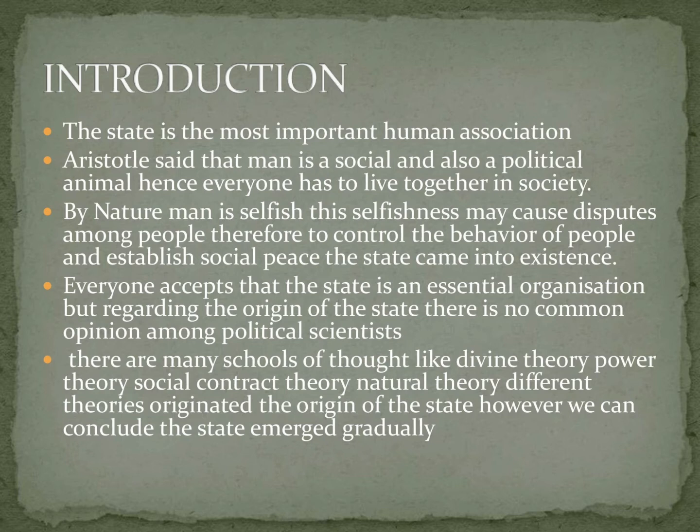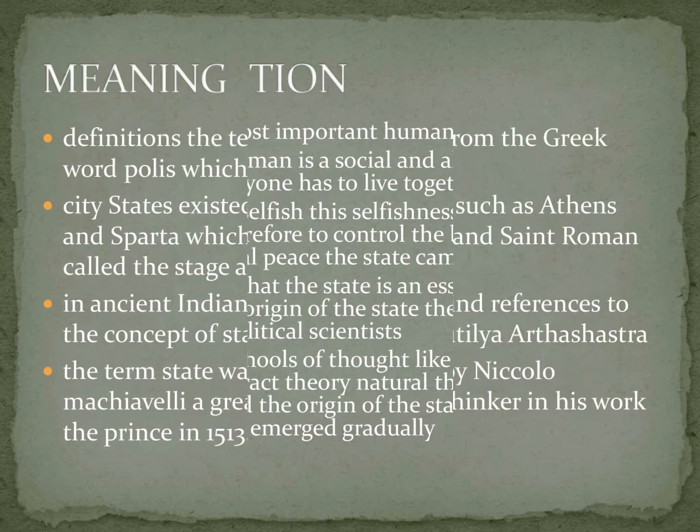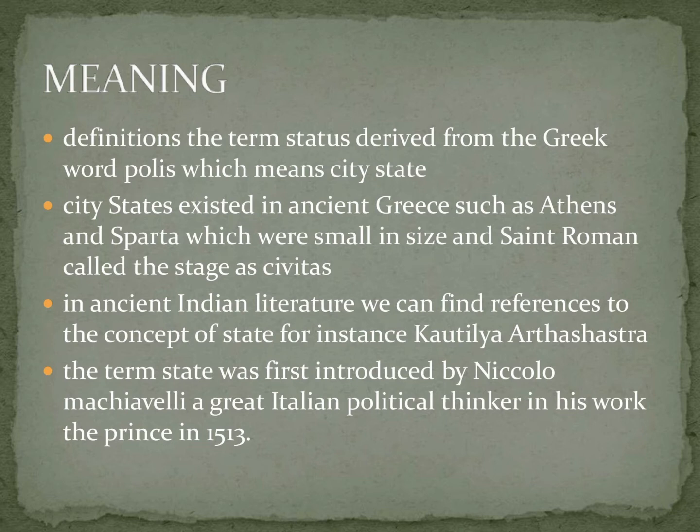After discussing the introductory note on the concept of the state, now we'll come to know the literal meaning of the state, its root word and its definitions. The term state is derived from the Greek word polis, which means city-state. City-states existed in ancient Greece, such as Athens and Sparta, which were small in size. Ancient Romans called the state civitas. Even in ancient Indian literature, we can find references to the concept of the state, for instance Kautilya's Arthashastra. The term state was first introduced by Niccolo Machiavelli, a great Italian political thinker, in his book The Prince in 1513.